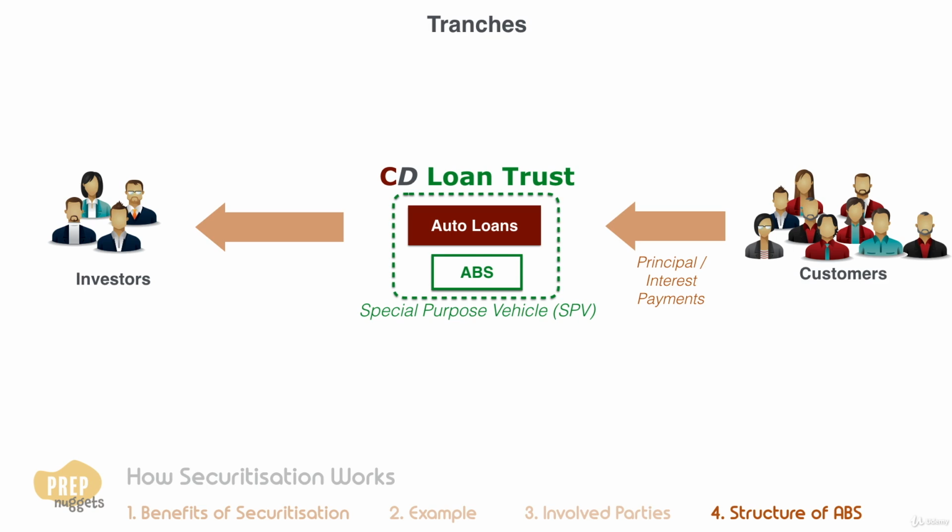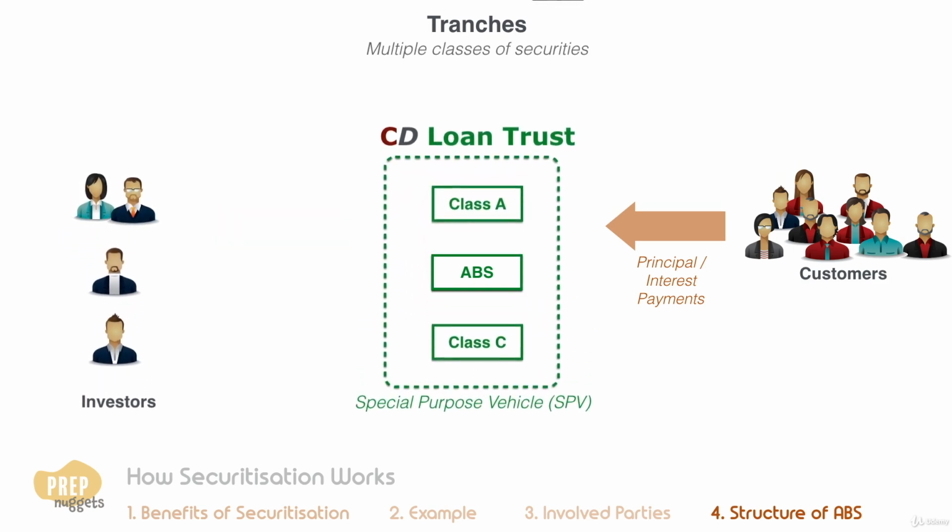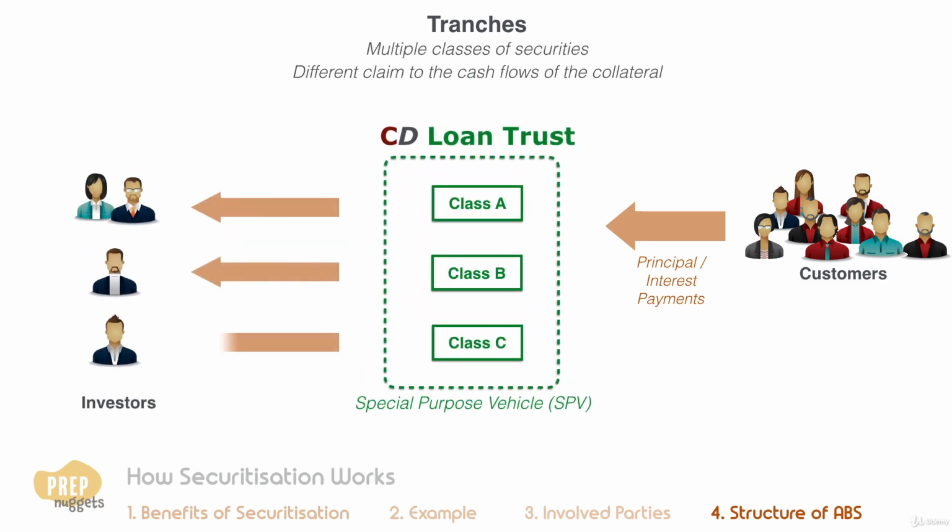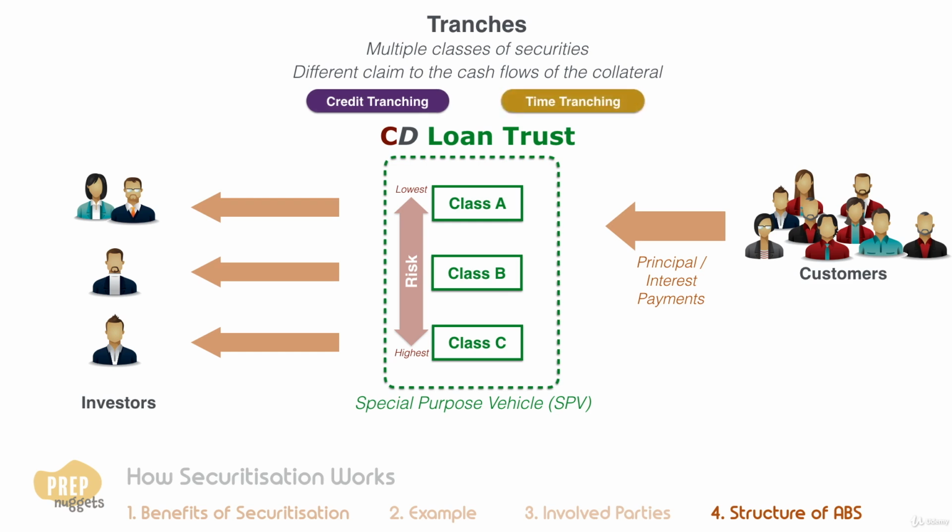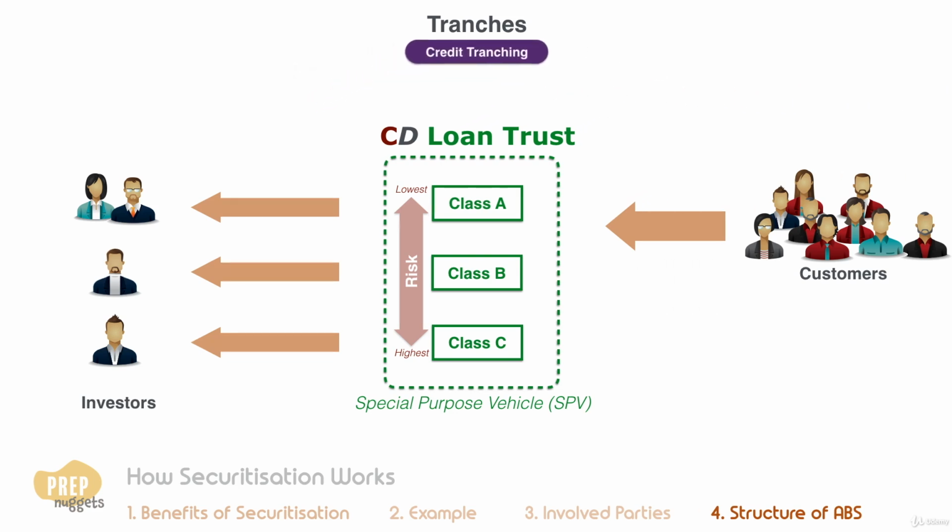This is to segregate the issue into multiple classes of securities, each with a different claim to the cash flows of the collateral. With this structure, a particular risk of the ABS securities is redistributed across the tranches. Some bear more of the risk and others bear less of the risk. The total risk is unchanged, simply reapportioned. There are two forms of tranching: credit tranching and time tranching. Time tranching will be reviewed later in the lesson on mortgage-backed securities, so we'll focus on credit tranching here.